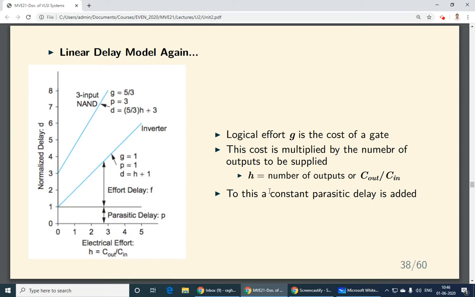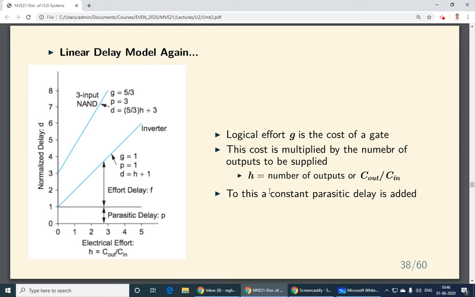G is called the logical effort, which is in some ways the cost of a gate in terms of its delay. H is fan out, also defined as the output capacitance divided by the input capacitance, and P is another component called the parasitic delay, which is related to the diffusion capacitances.